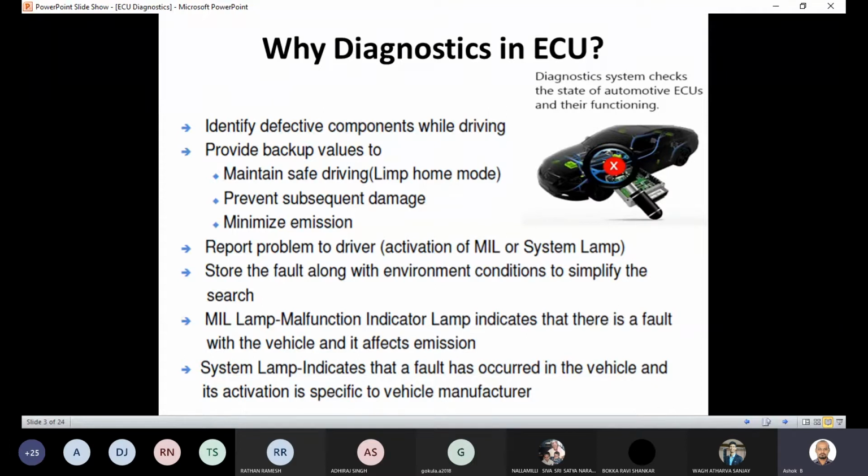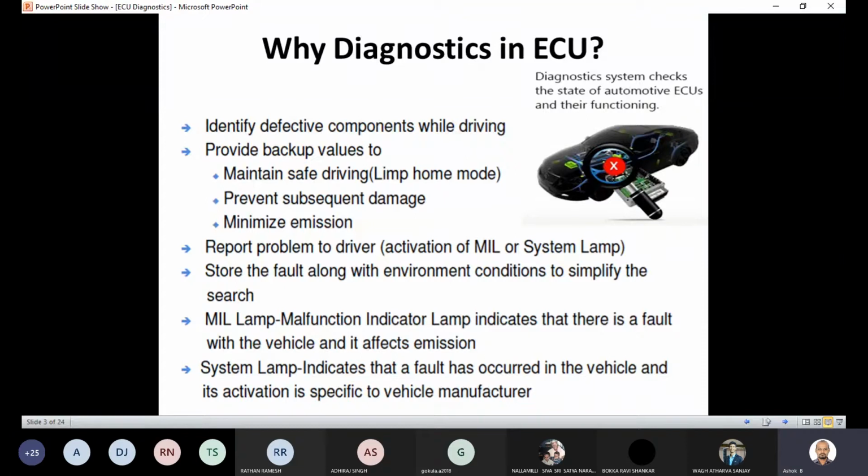So if any problem happens in some component, this limp-home mode is started. Why is this limp-home mode given? Because of it, you are able to limp the vehicle, or move the vehicle, to the nearest service station. That's why the ECU will be directly moved into limp-home mode if there is any fault in the system. It prevents subsequent damage also, and accordingly it will reduce the emissions as well.